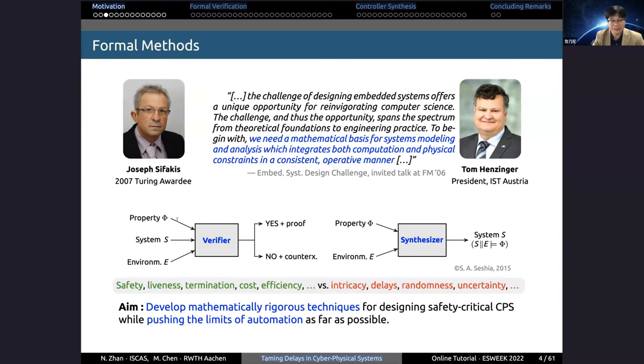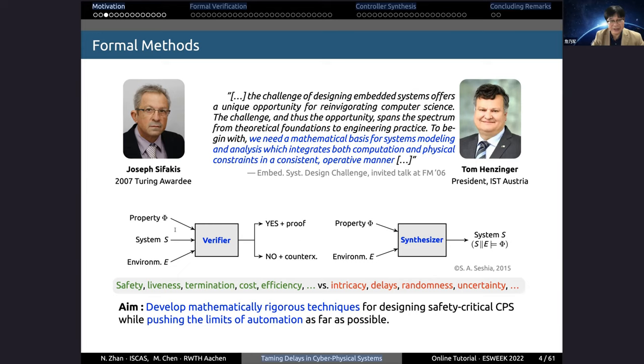First, once we have the system, we also have the property of the system and the assumption about the environment of the system. We need to verify whether the system satisfies the property under the environment. It's called the verification problem. Another issue is that given the property and the assumption about the environment, what do we need to do to synthesize a system such that the system in parallel with the environment can guarantee the property? It's called the synthesis problem.